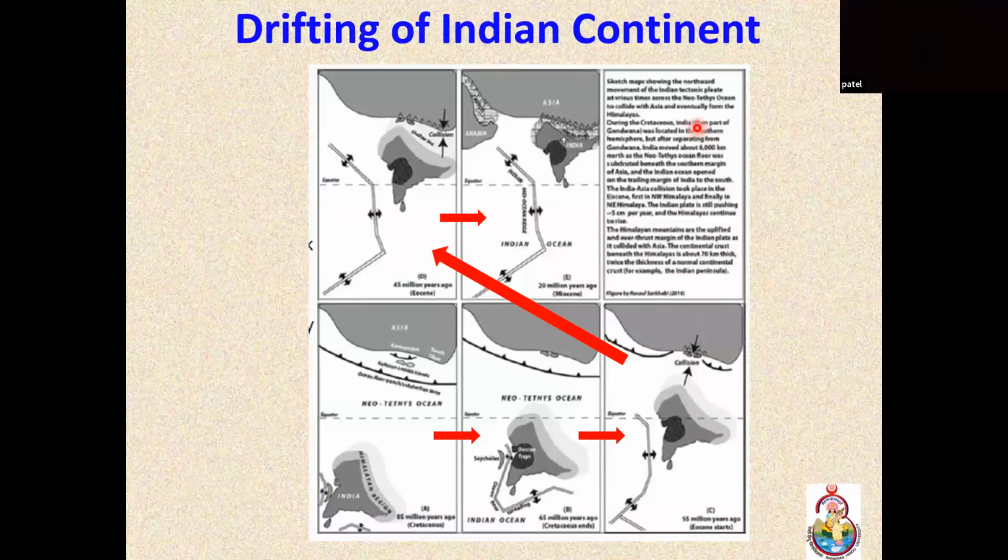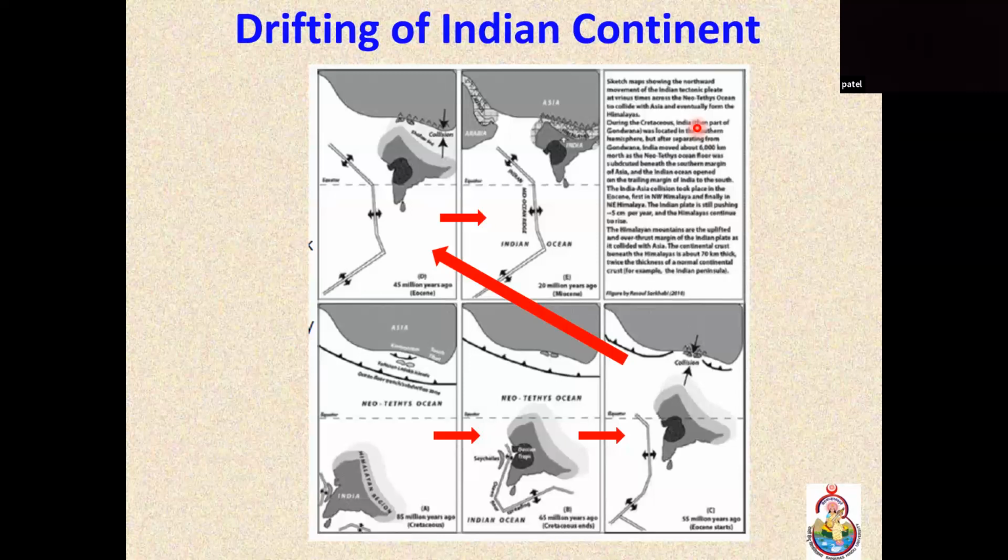These plates are measured by using some instruments. GPS is used to measure this. And another thing is that in the mid-oceanic ridge, I have told that the sea floor spreading is going on. So when the sea floor spreading is going on, volcanic activities are going on, and the lava flow also occurs.